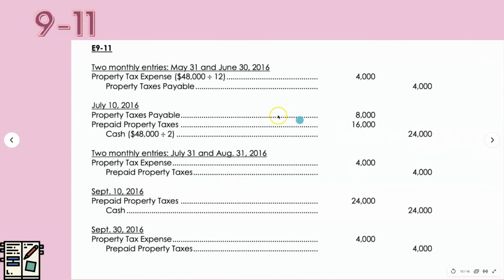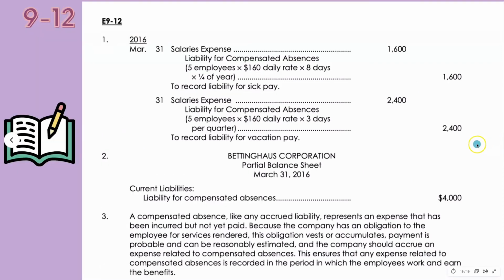And then 9-11, you have more entries on the property taxes, as you can see here, and very similar to 9-10. But in this case, we have prepaid property taxes. And then once we would have the expense, we would credit the prepaid property taxes to show that now they are expensed. And lastly, we have 9-12, which is salaries expense and liability for compensated absences.